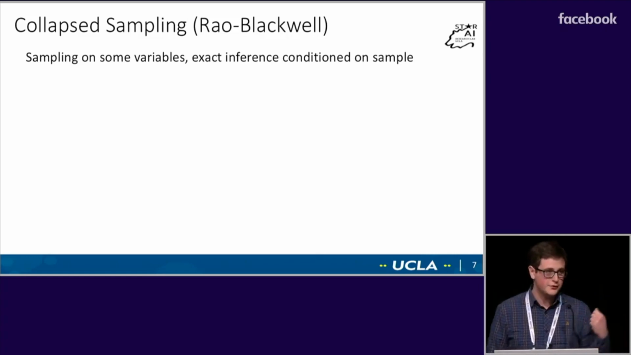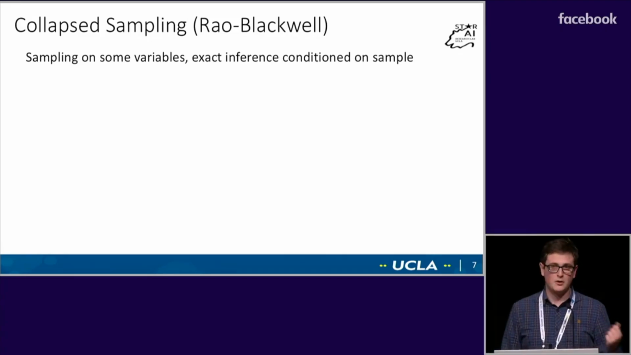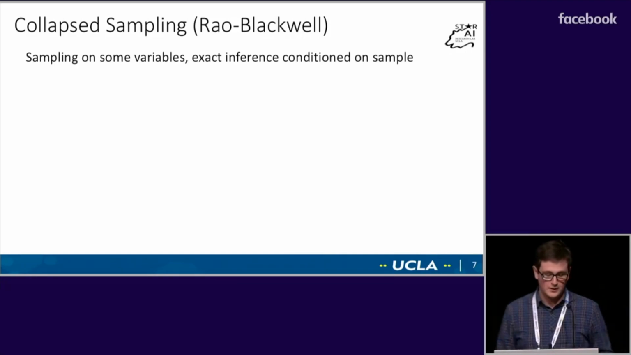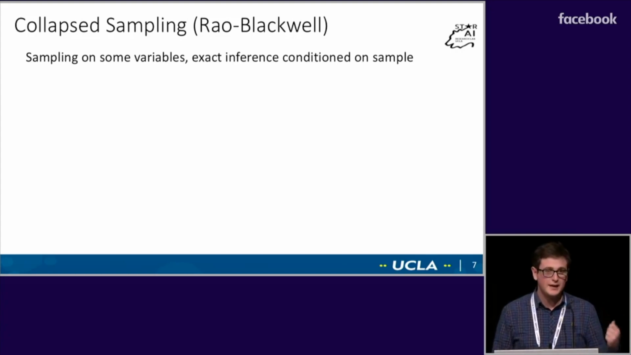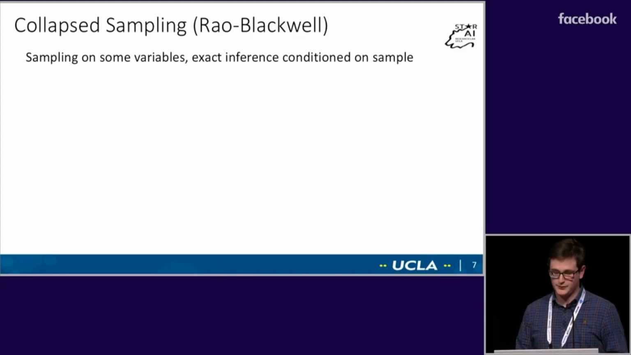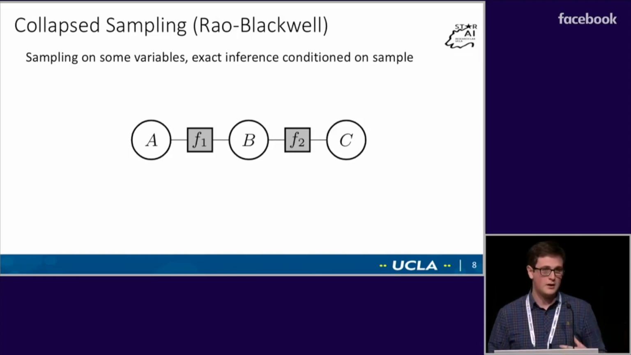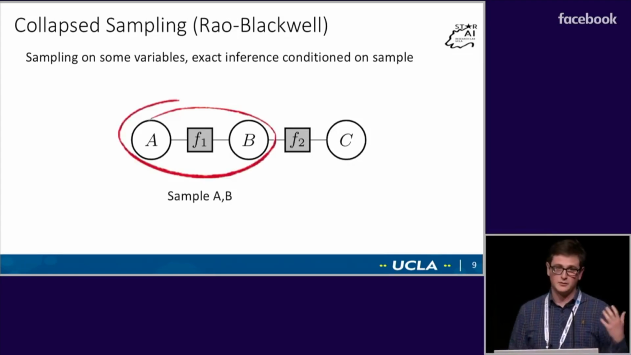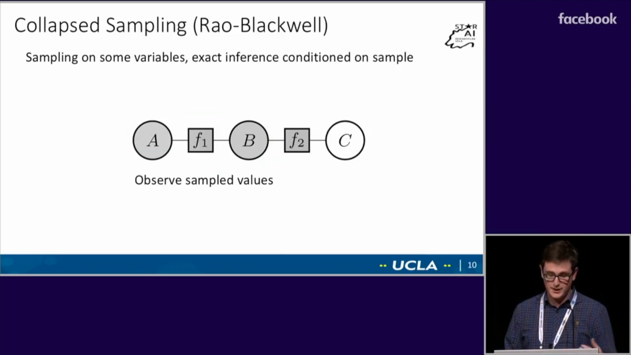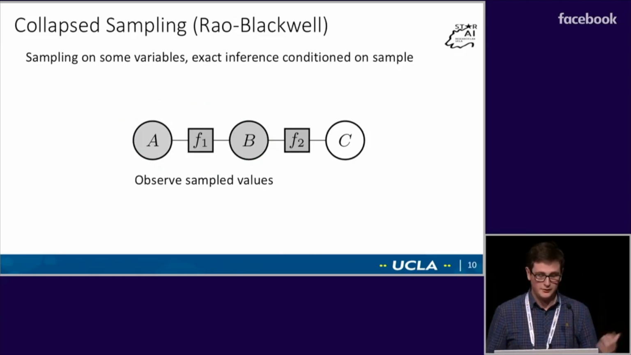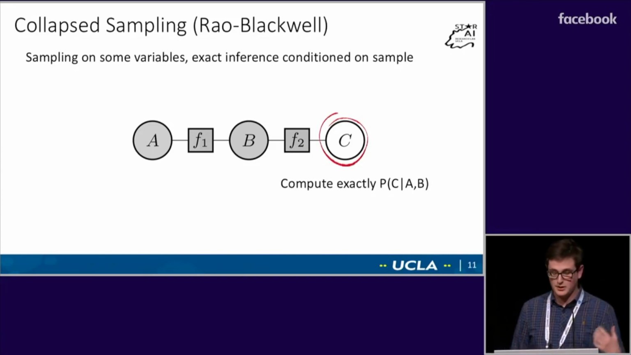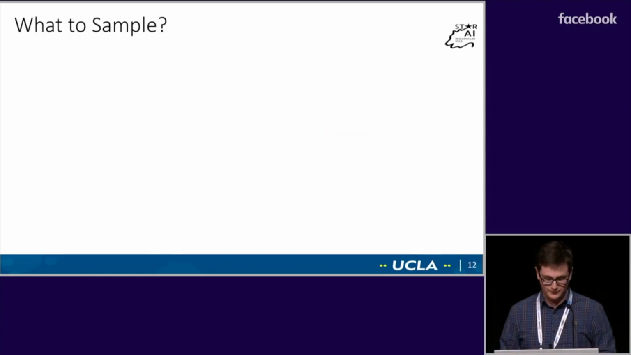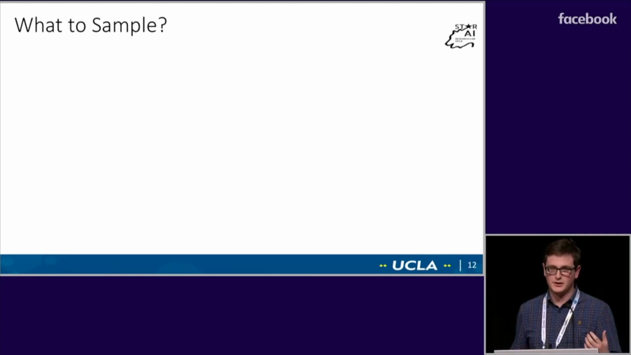Okay, so if we want to take advantage of some exact inference when we're doing sampling, the way that we typically do this is through something called collapsed sampling, or you may have heard it called Rao-Blackwell sampling. The idea is that you do sampling on some of the variables, and then you do exact inference on the rest conditioned on that sample. So if we go back to our factor graph, maybe we decide that we're going to sample variables A and B, so we pick values for that. We observe those sampled values. And now we're going to compute exactly the probability of C given A and B. And we've made use of both. Okay, so this is a powerful variance reduction technique.